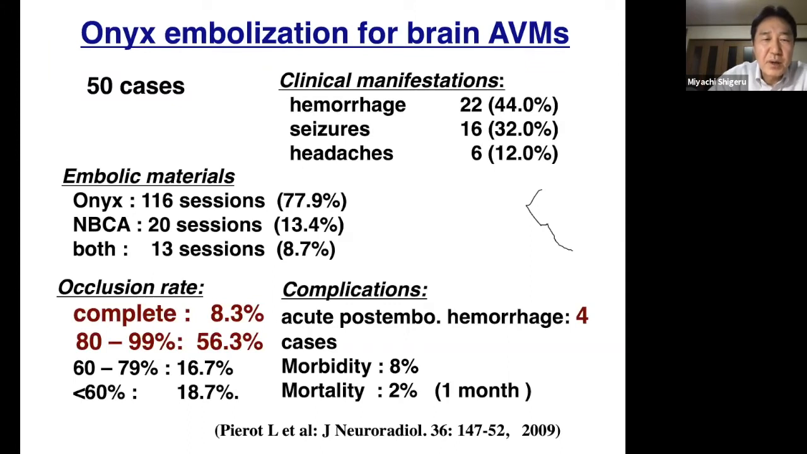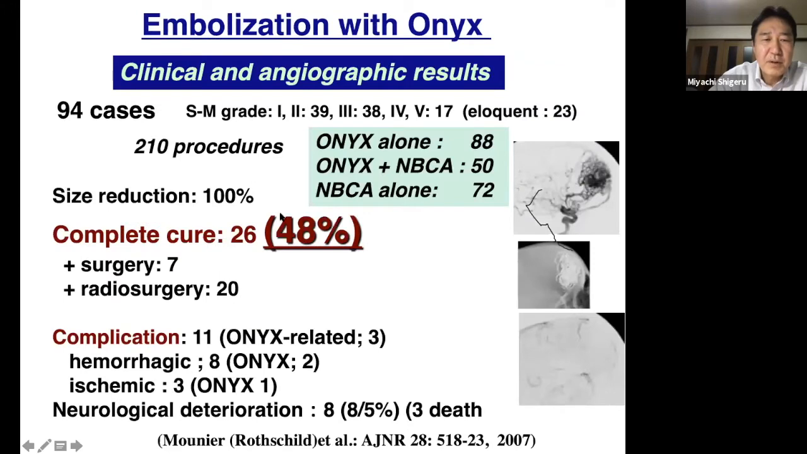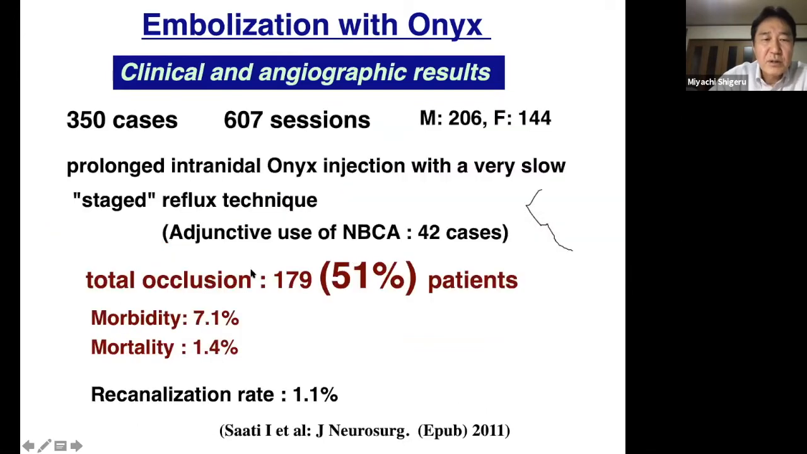There are many papers on the effect of Onyx embolization, and the occlusion rate is about 60%. In this paper, complete cure was 48% with Onyx alone, and total occlusion was 51%. This is from Turkey, Dr. Saatci. With so many cases, it is a very surprising occlusion rate.